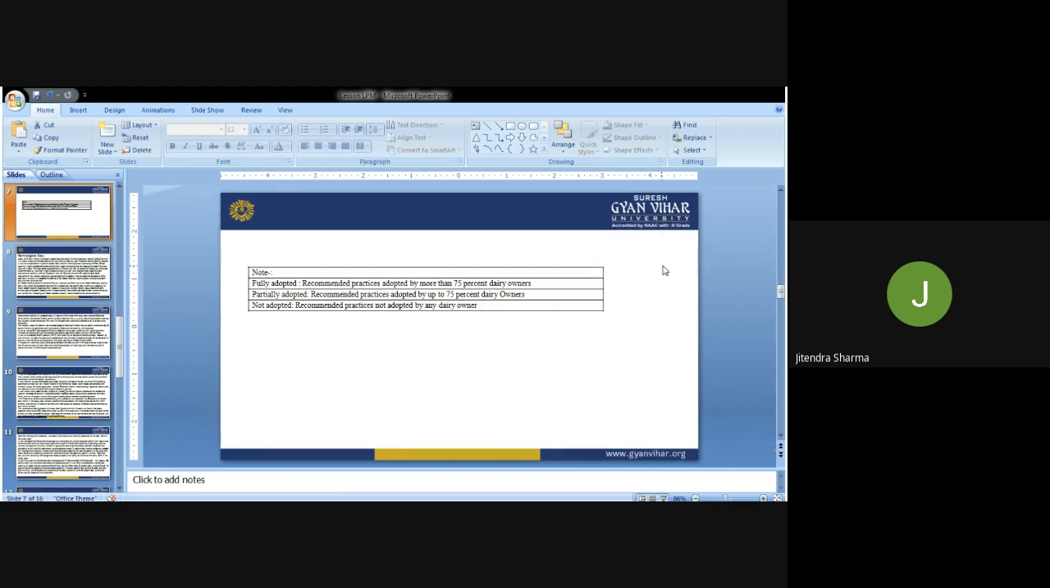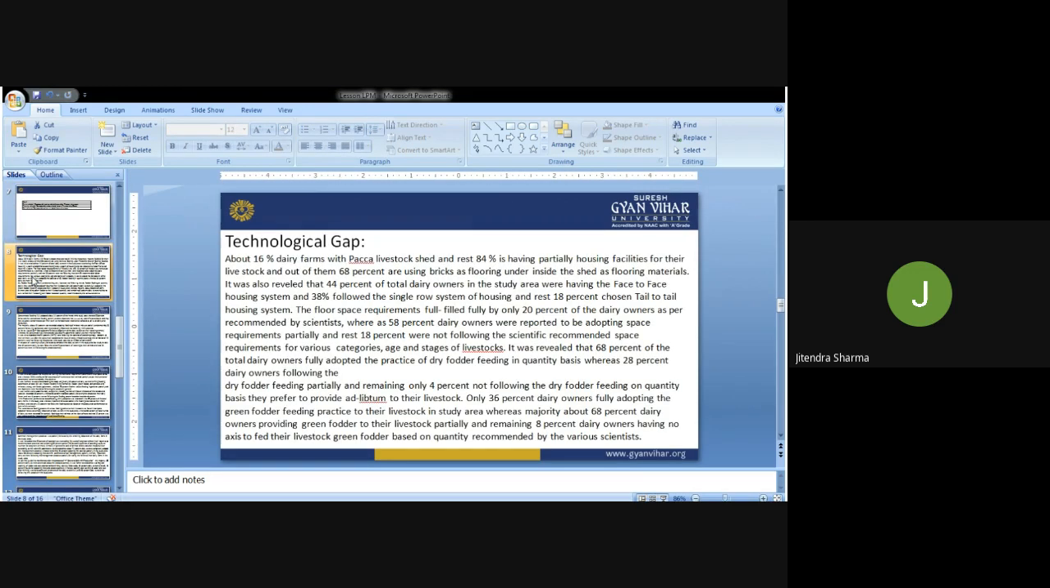So now, on the basis of the criteria: recommended practice adopted by more than 75% of dairy owners, partially adopted by 75% of dairy owners, and practices not adopted by any dairy owners. On the basis of how many farmers have adopted the practice, we have given this percentage based on the information they have given to us. Now I'll give a brief description of what we have given ahead in tabular form.